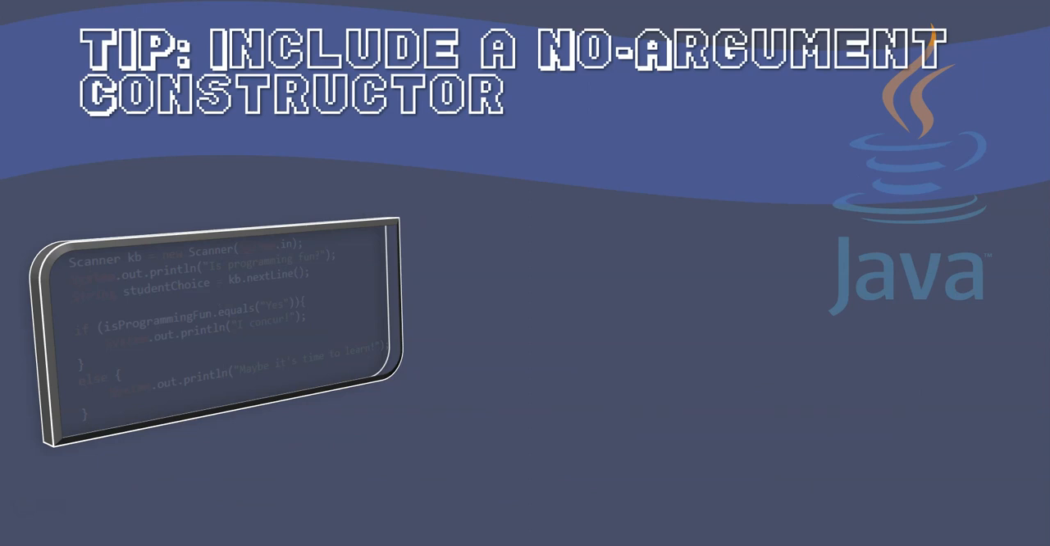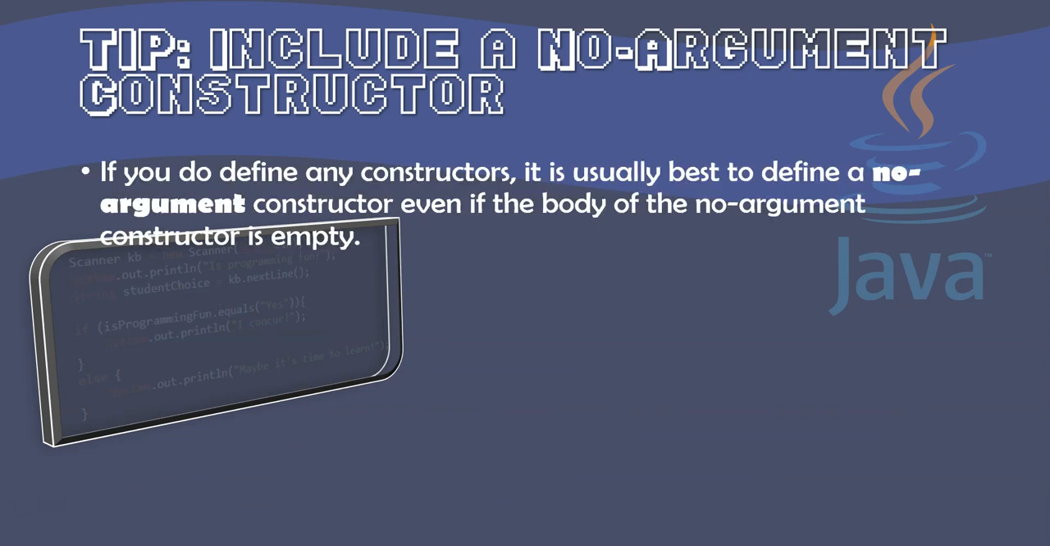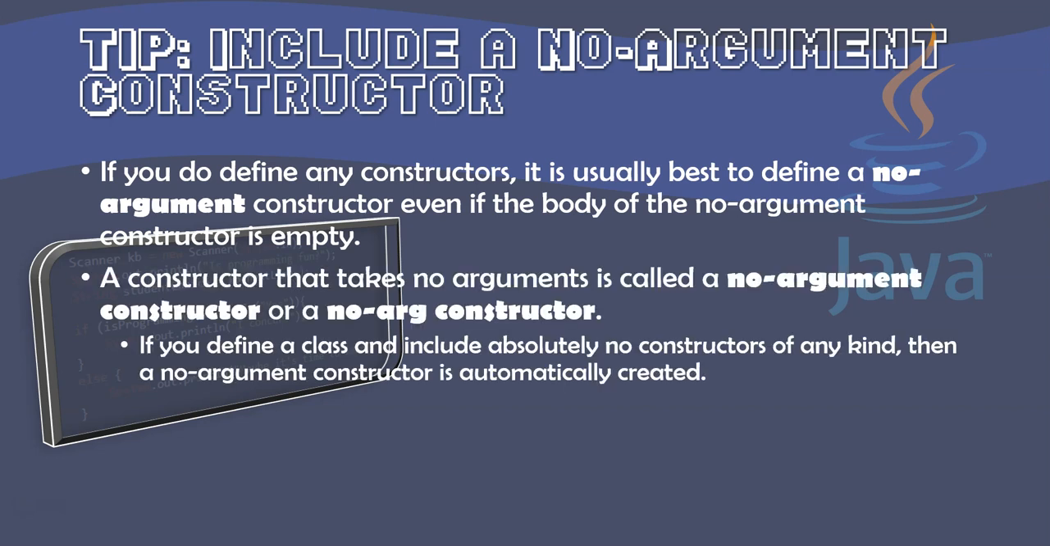Now, this thing is, though, a little bit more important, which is the no-arg constructor. If you define any constructors, it is usually best to define a no-argument constructor, even if the body of the no-argument constructor is empty. It means it doesn't do anything. A constructor that takes no arguments is called a no-argument constructor, or more often simply called a no-arg constructor.